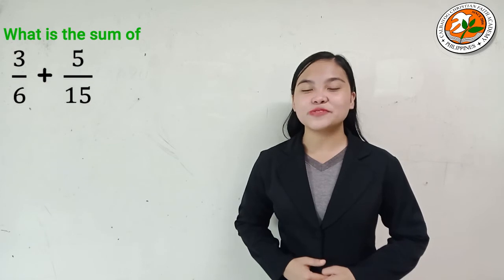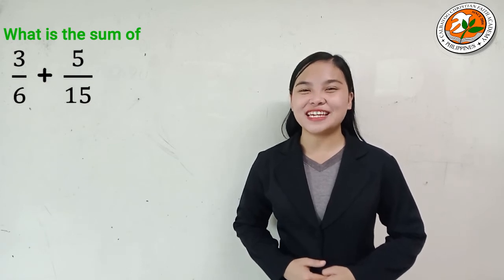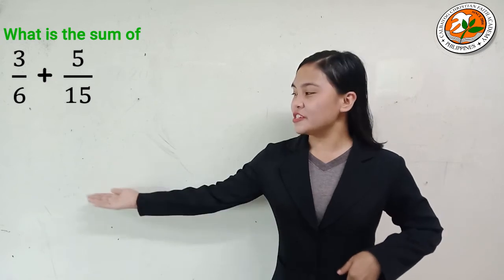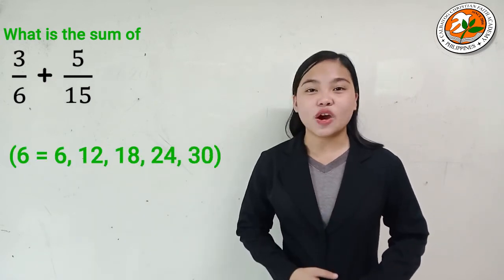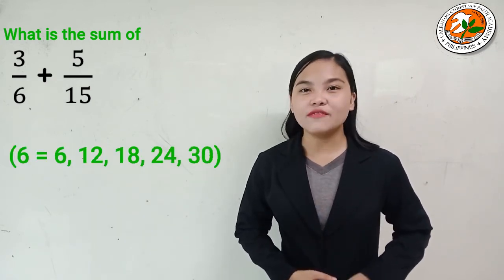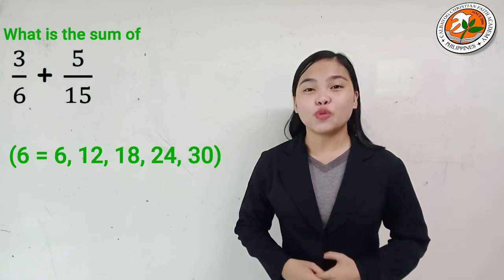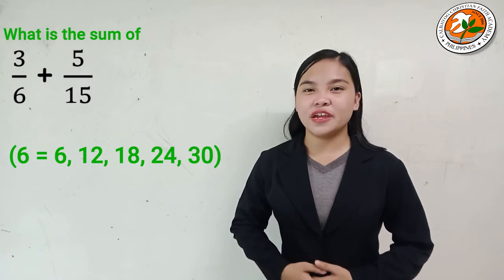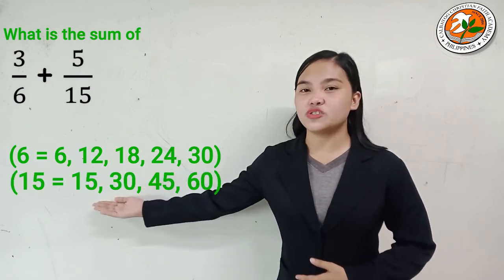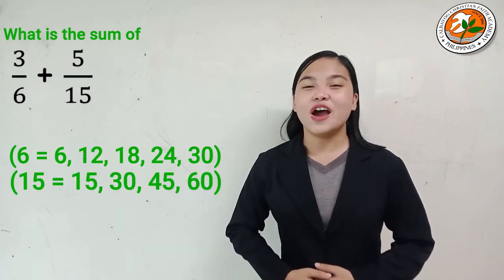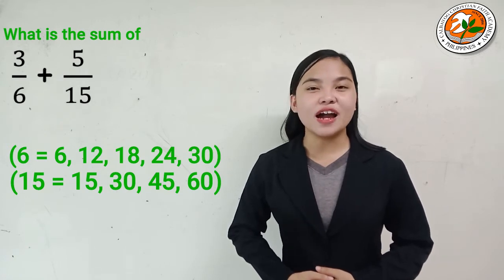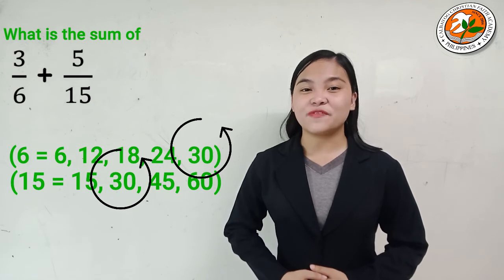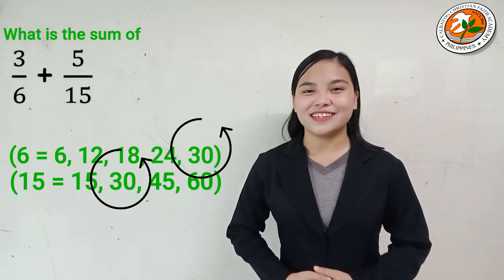Following the steps, we need to find first the LCD of 6 and 15. We have here the multiples of 6, which are 6, 12, 18, 24, and 30. On the other hand, we have here the multiples of 15, which are 15, 30, 45, and 60. The LCD of 6 and 15 is 30.